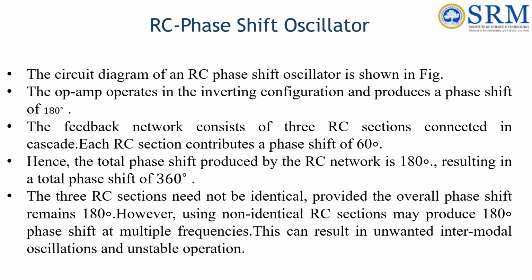The op-amp is connected in the inverting mode, which inherently introduces a phase shift of 180 degrees between input and output. The feedback network usually contains 3 RC stages connected in series. At the oscillation frequency, each RC stage contributes approximately 60-degree phase shift. Therefore, the total phase shift becomes 180 degrees. Combined with the 180 degree phase shift of the inverting amplifier, the overall phase shift becomes 360 degrees, satisfying the Barkhausen criteria. The RC network also determines the frequency of oscillation. RC phase shift oscillators are commonly used for generating low frequency sine waves.